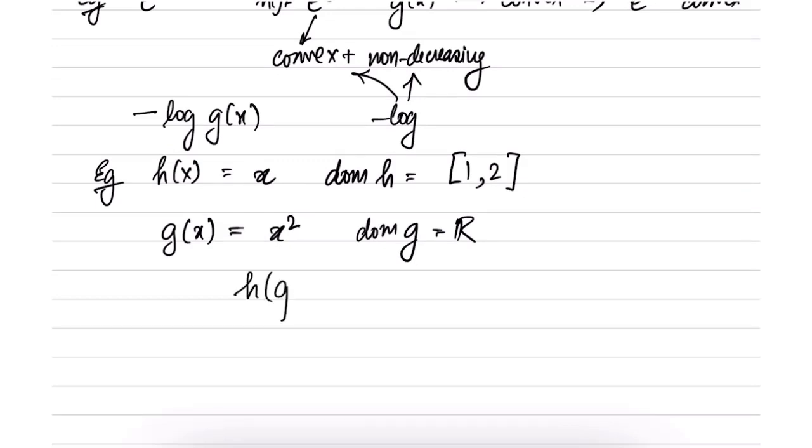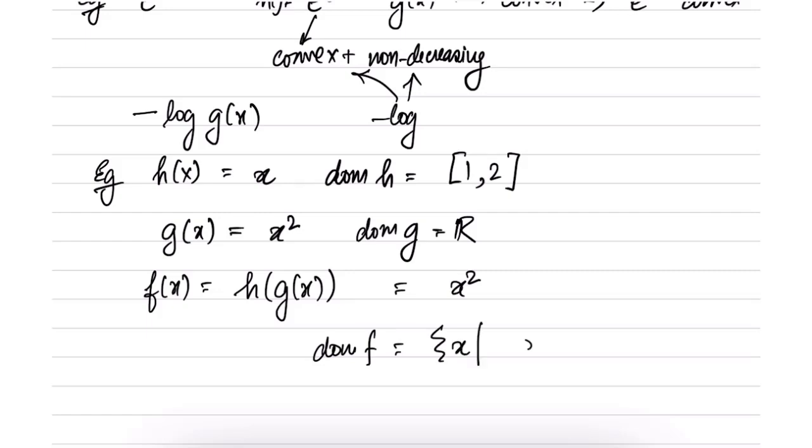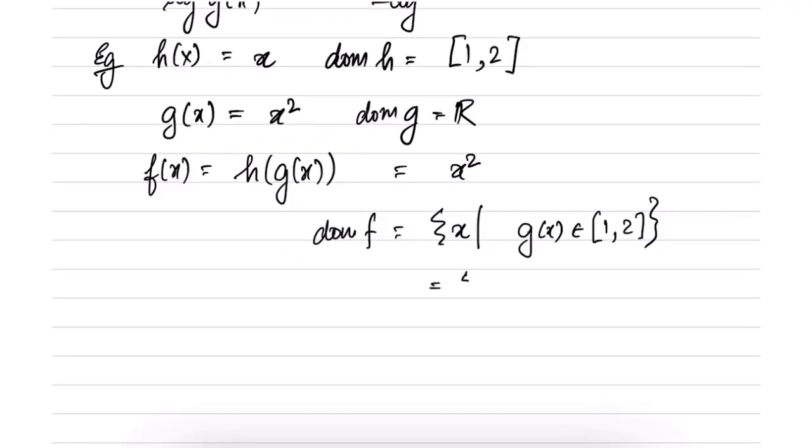So what is h of g of x? You can see that it is equal to x square. What is the domain of this function, f of x? The domain of f is equal to the set of all x such that g of x is in the interval [1, 2], because we also want h to take values which are well defined. So this is the set of all x such that x square is between 1 and 2.